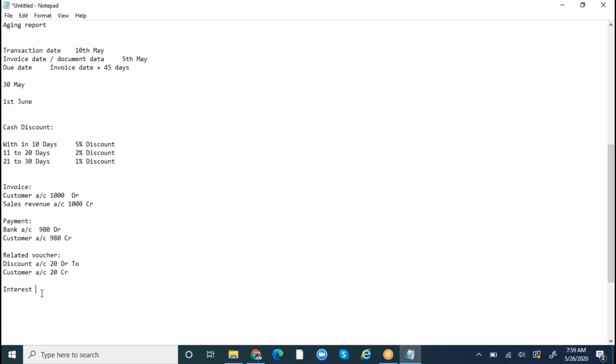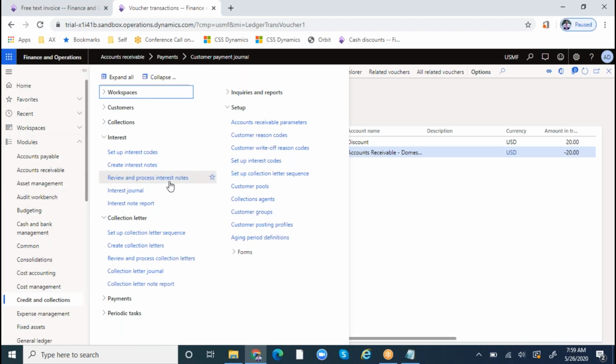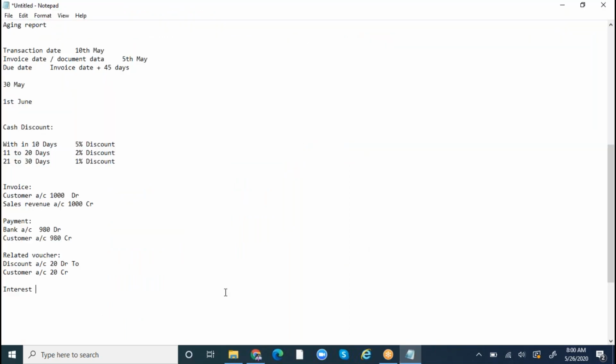This is what I have understood from business people. Maybe some monopolistic organizations may do interest calculation. Of course, in Dynamics AX, interest calculation is available. We'll discuss this later, not now. It is available in the system under credit and collections, interest calculations. Yes, it is available, but I never used it in my life. To protect their business, in general, they will not charge.